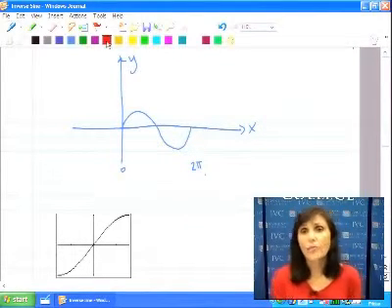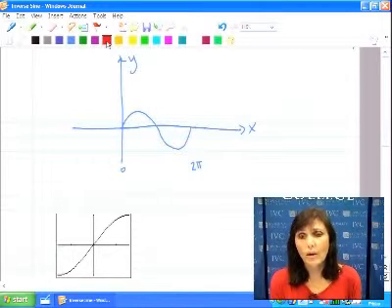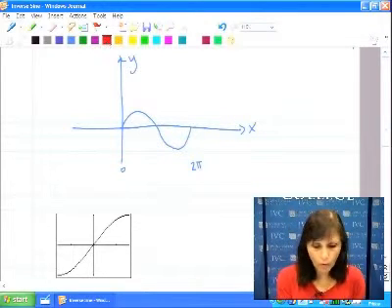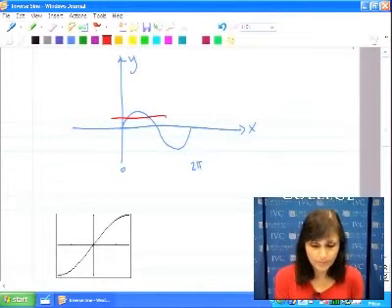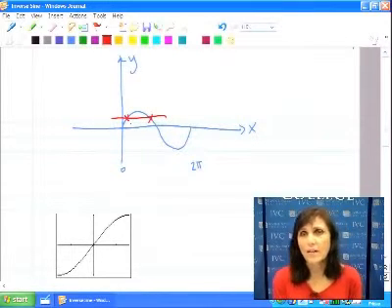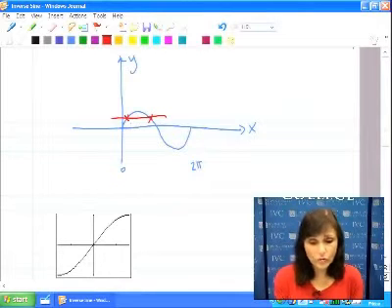Now, to take the inverse of that sine, I need to have a one-to-one function. What was the requirement for a one-to-one function? It has to pass the horizontal line test. This is not passing it. So, I will do a trick.